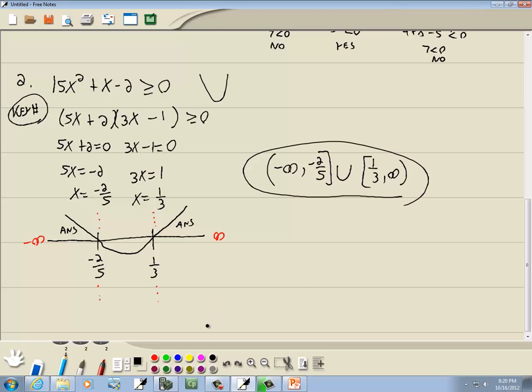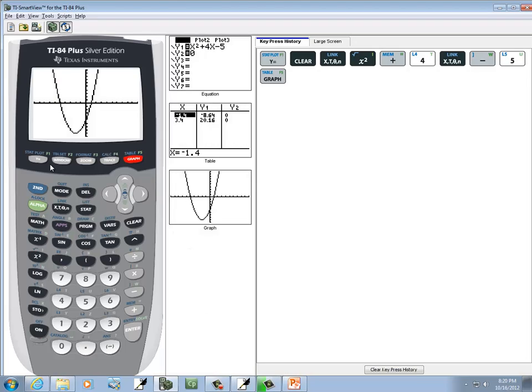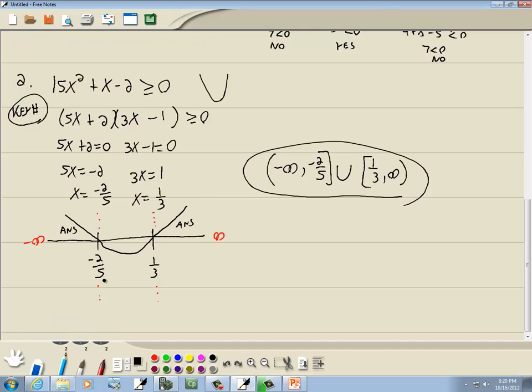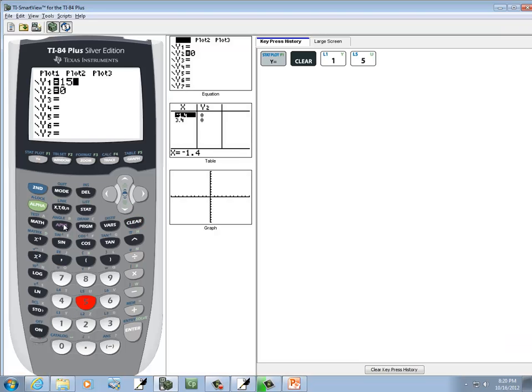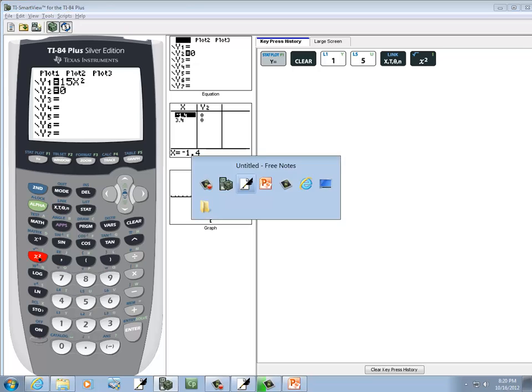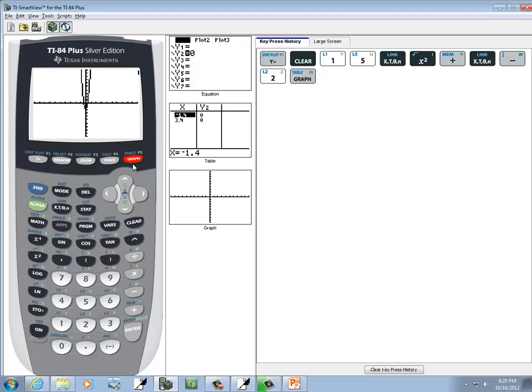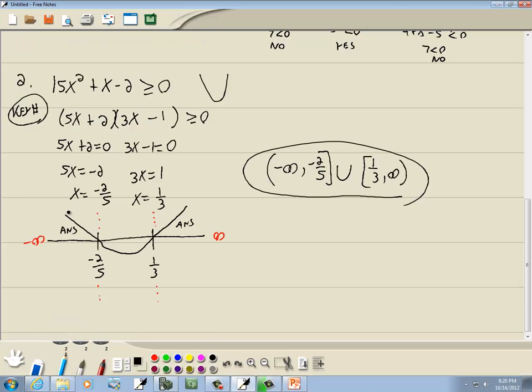Now, if you don't feel real good about just going on faith on that, again, graph it. You go to y equals, clear, and we got 15x squared plus x minus 2 and graph. And you see mine doesn't look anywhere close to that because we really don't care. We're just looking for where it's above and below the x-axis.